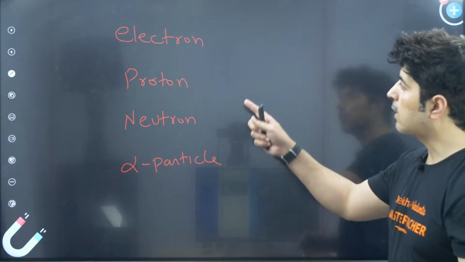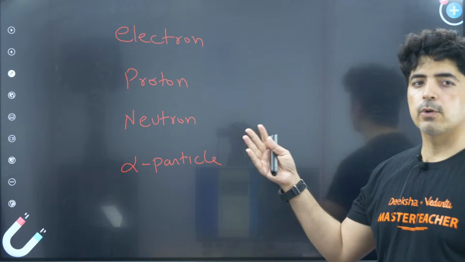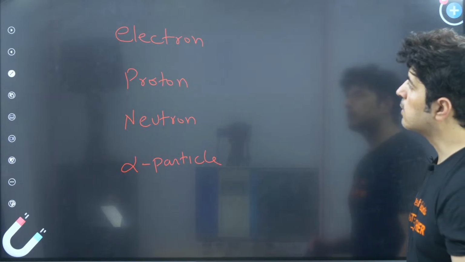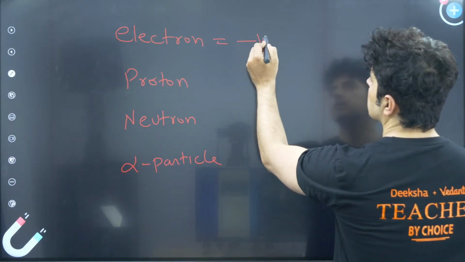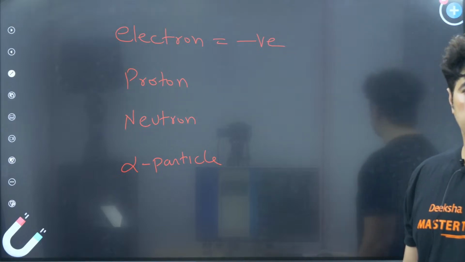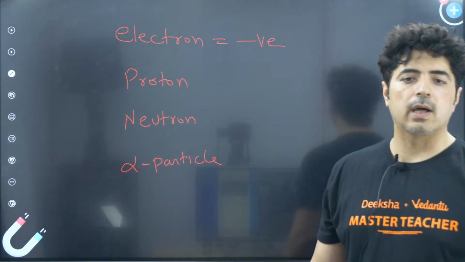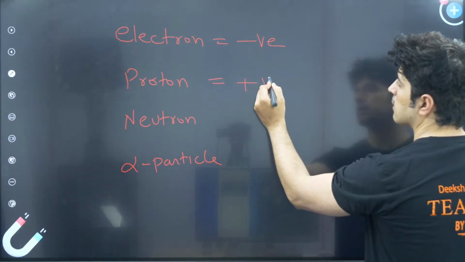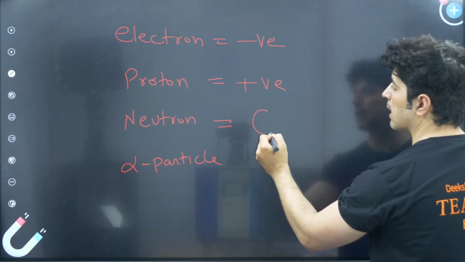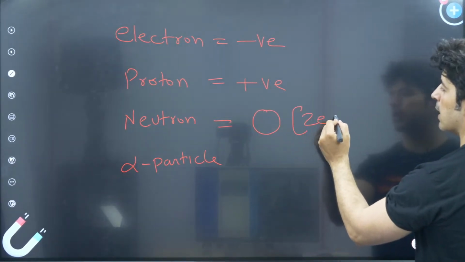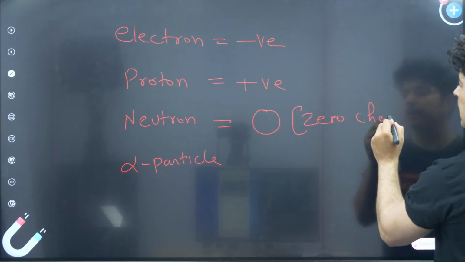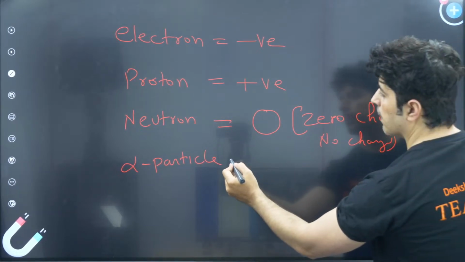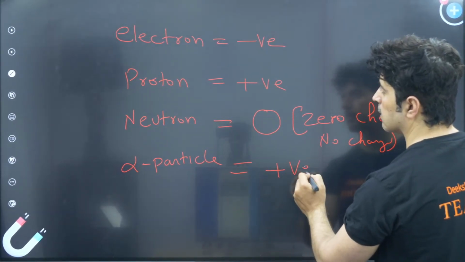All right. So what are the particles we have in our syllabus? Electron, proton, neutron and alpha particle, right? Alpha particle is also there. So electron is negatively charged. I think everybody knows that, right? No question over here. All right. Proton is positive charge. Neutron, zero charge, no charge. And alpha particle is positive charge again.